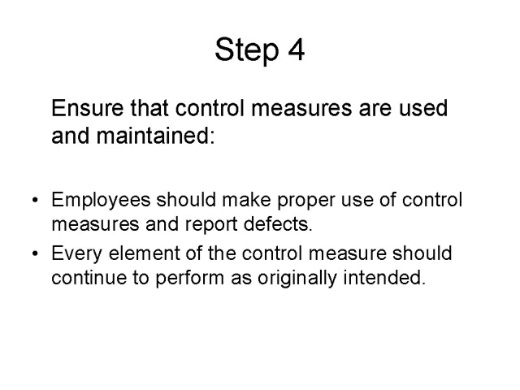Every element of the control measure should continue to perform as originally intended. COSH places specific duties on the employer to ensure that exposure controls are maintained. The objective being to ensure that every element of the control measure continues to perform as originally intended. This applies to items of equipment such as local exhaust ventilation and to systems of work which will have to be regularly checked to make sure that they are still effective.